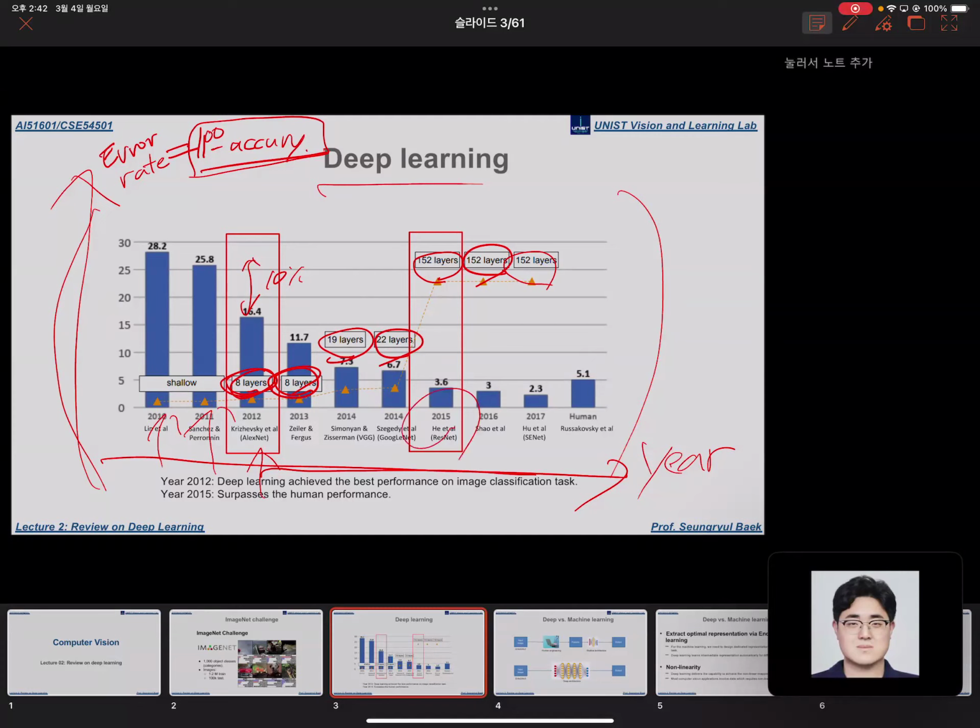And in 2015, the ResNet architecture, a famous CNN, appeared, and it has very deep layers, over 100 layers, and it surpasses human performance in the image classification task. So these two events are very important in the vision domain. After that, people became more and more involved in using deep learning architectures.